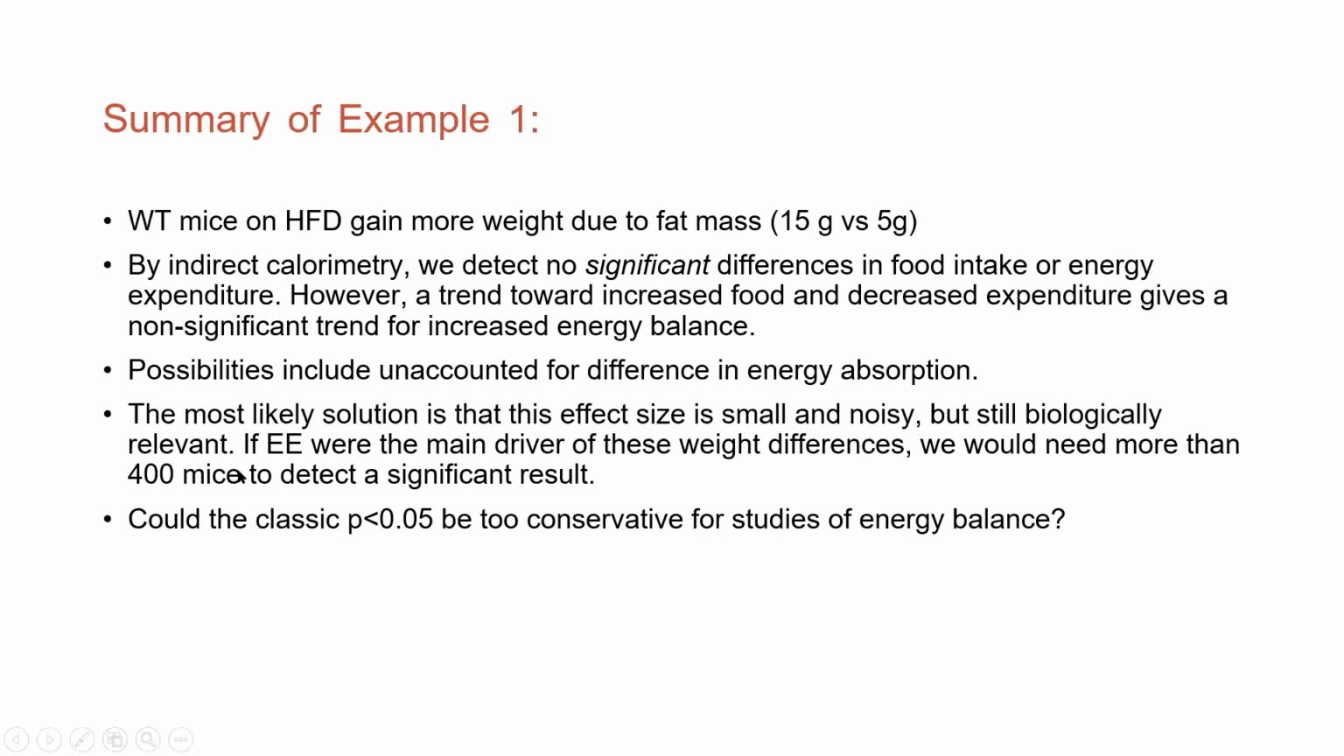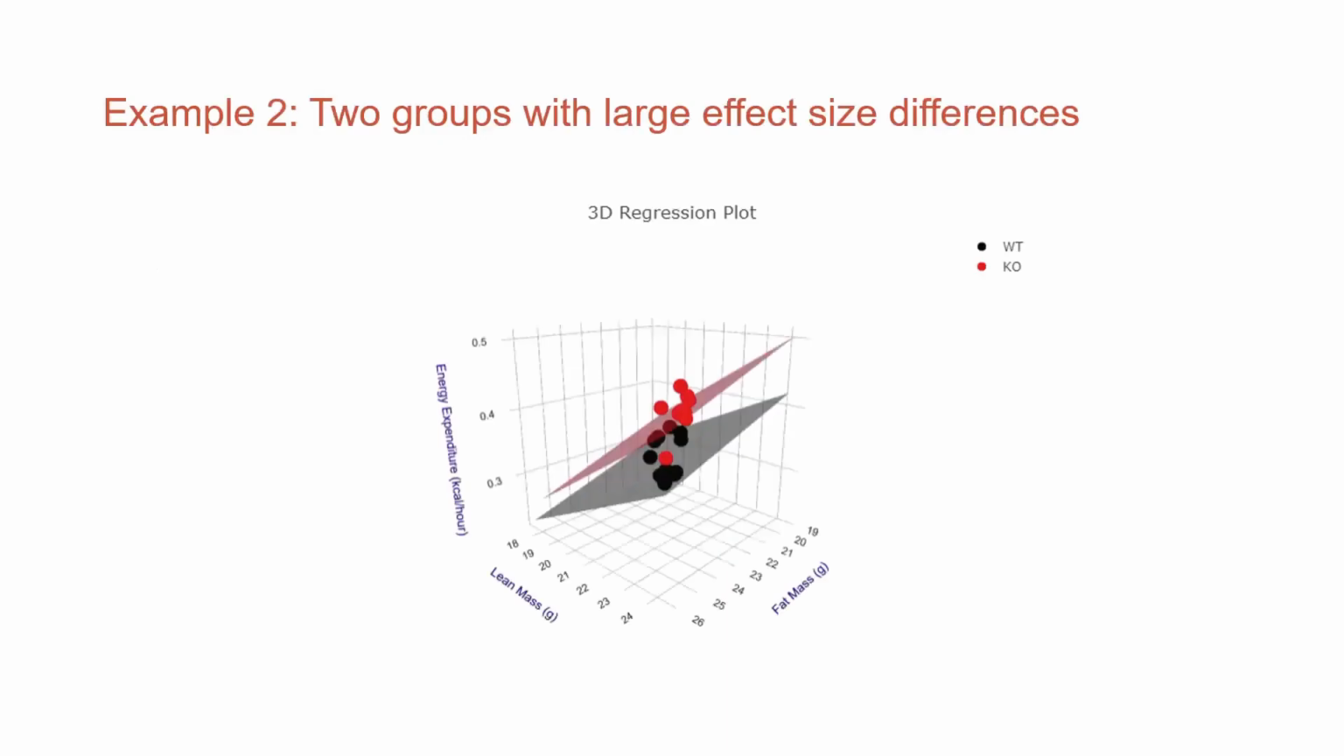So it's also possible that the classic P of 0.05 is too conservative for these studies of energy balance. These mice are clearly gaining more weight, yet our indirect calorimetry says none of these effects are significant. So that leaves us with quite a conundrum. All right, so in our example 2, we're going to go online and use CalR and see how it actually works.